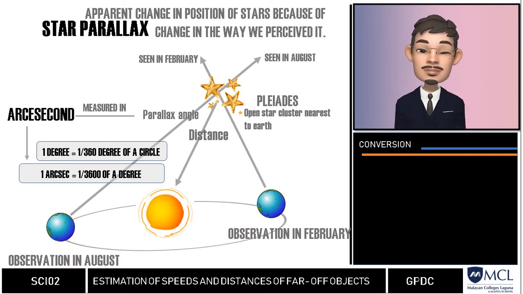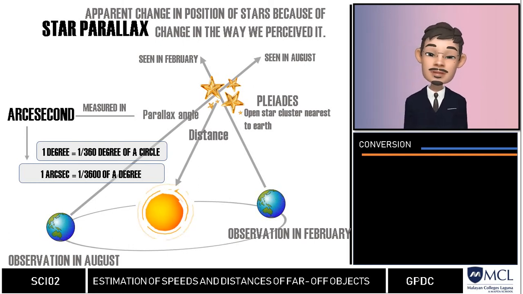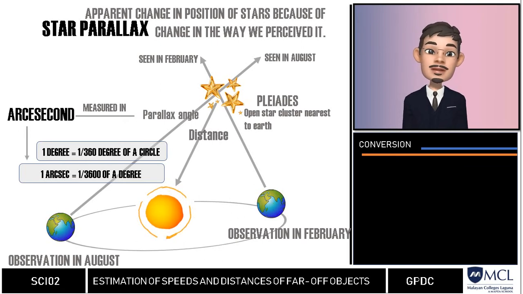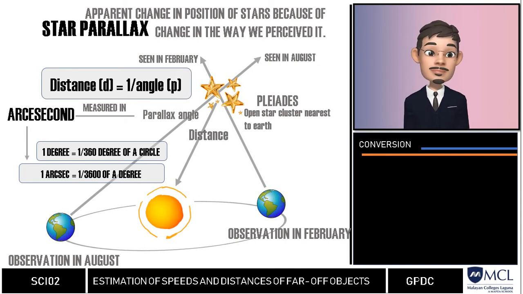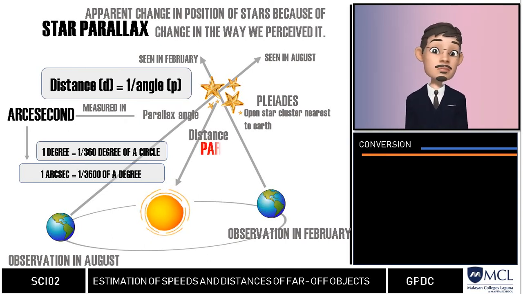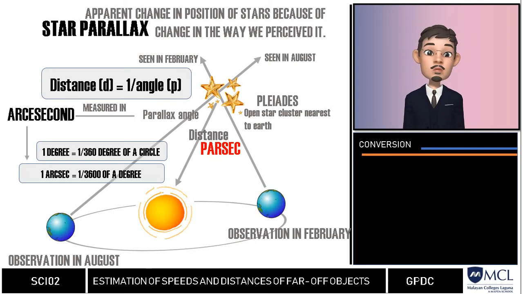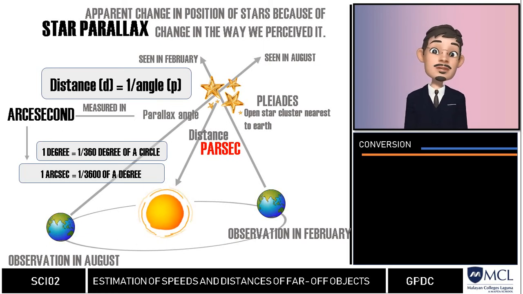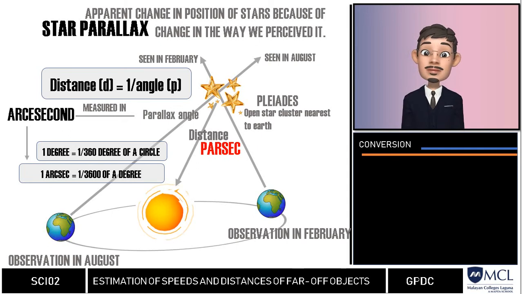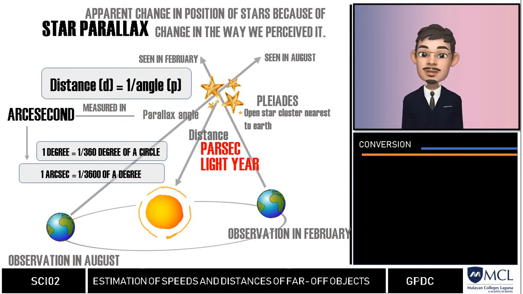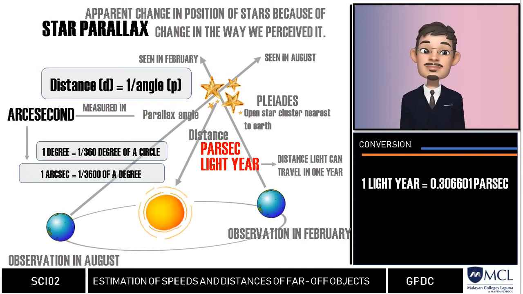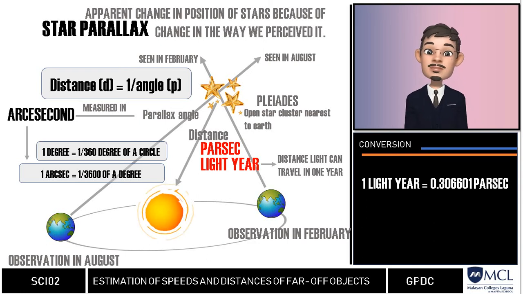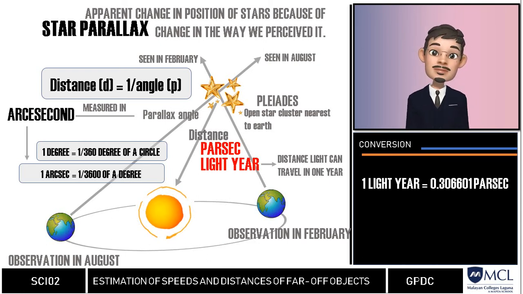We can establish the relationship between a star's distance and its parallax angle as d = 1/p. Usually, this distance is expressed in units of parsec, but a more common unit used to denote distances of celestial objects is light year. A light year is defined as the distance light can travel in 1 year. Here, I will present you the conversion factor among light year, parsec, and meters.